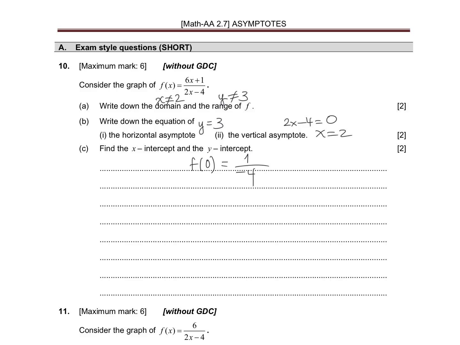And for the x-intercept, we set the numerator equal to 0 and solve. So that's x equals negative 1 over 6.